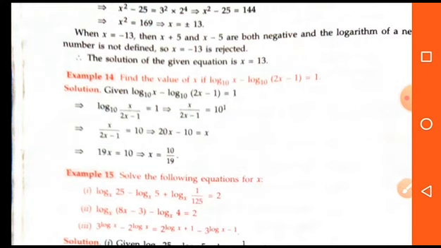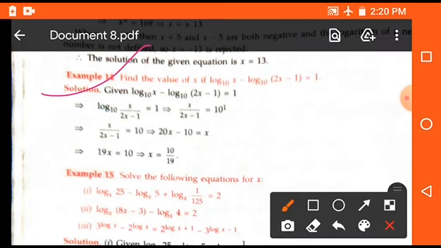In the same way, we can solve most of the questions which are related to the formulas of logarithm. Now take another example. Find the values of x if log x base 10 minus log of 2x minus 1 base 10 is equal to 1. So it is an example of a logarithmic equation. It means that this is an equation which is in the form of log. So we can solve this equation and find the value of x by the given formulas.